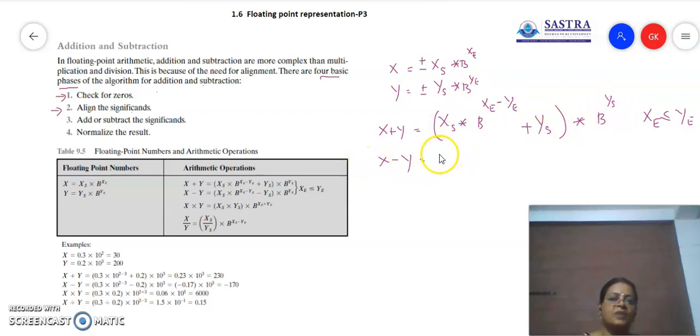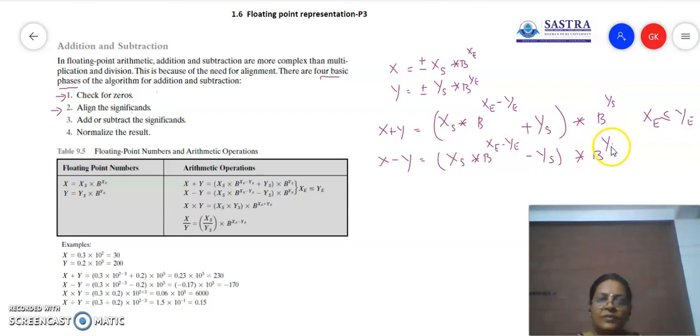So for finding x minus y, what we are again trying to do is, xs is the significand, and it is going to be multiplied with b, and again we subtract ye from xe, because we already know xe is less than or equal to ye. If this x exponent is lesser, we have to make it equal to the bigger one, so we do it like this. Then instead of plus, it is subtraction, so we have to subtract the significand ys, and of course the final result will follow the exponent ye. So here it is going to follow the exponent of ye. We have of course made them equal, so this is going to be the procedure for addition and subtraction.